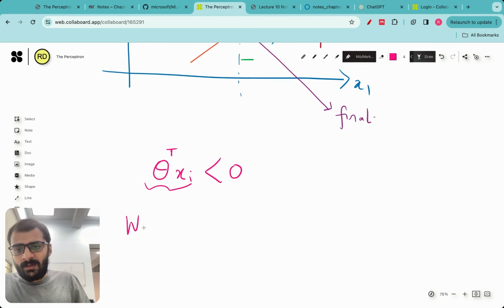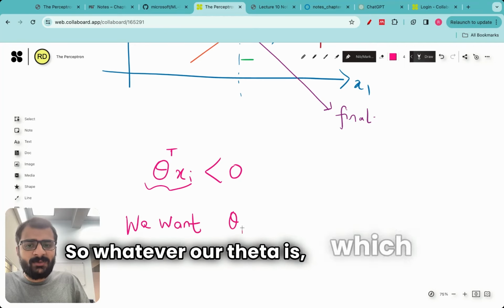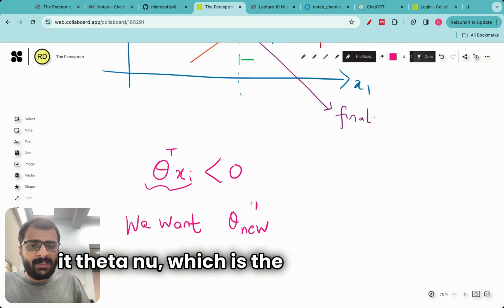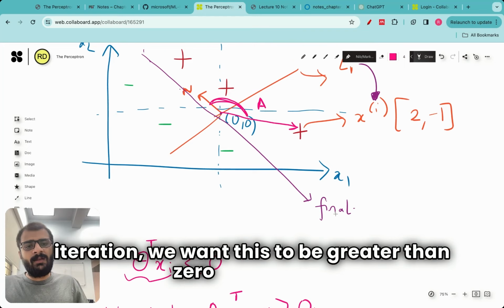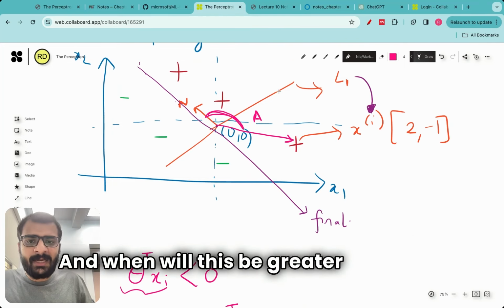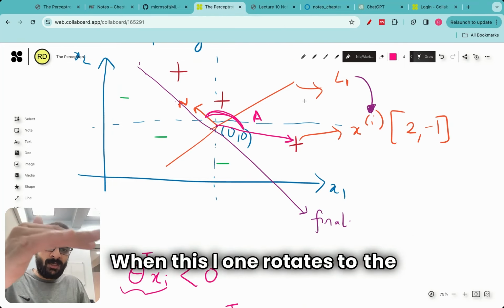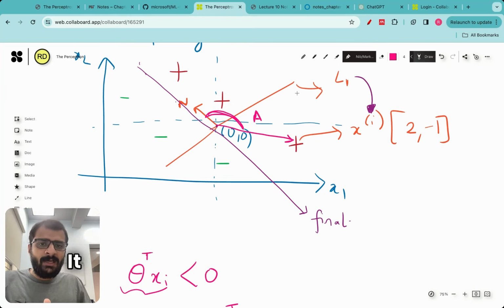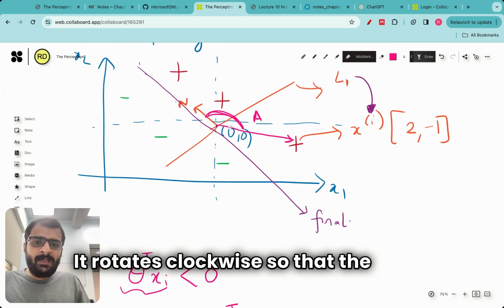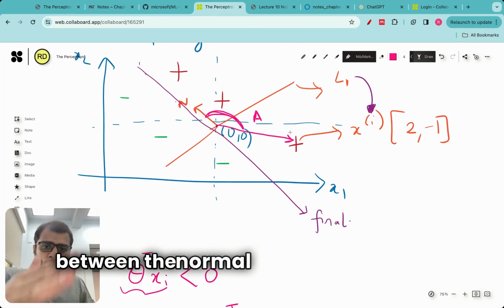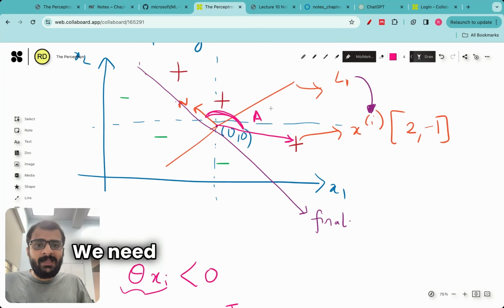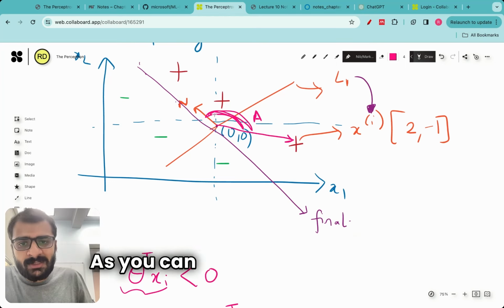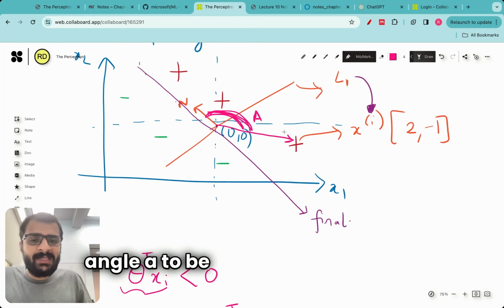We want, so whatever our theta is, let's call it theta nu, which is the theta in the next iteration, we want this to be greater than 0. Essentially, when will this be greater than 0? When this line L1 rotates to the right-hand side, it rotates clockwise, so that the angle between the normal and the vector to the point xi is an acute angle. We need the angle to be acute. Right now it's obtuse, as you can see here. We need this angle A to be less than 90 degrees.